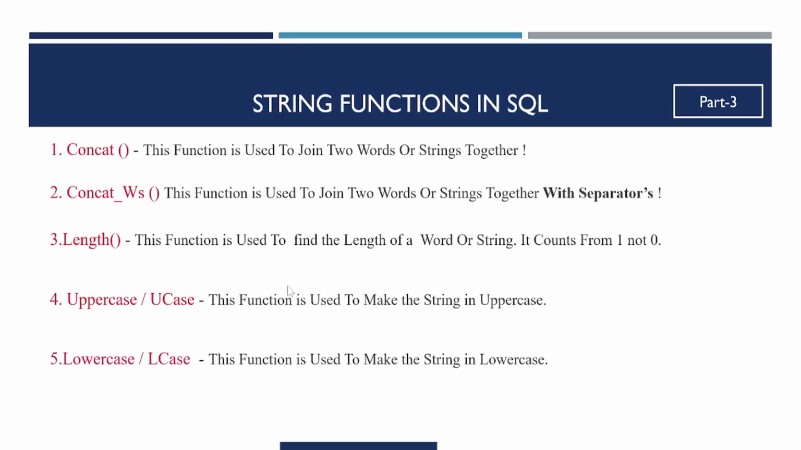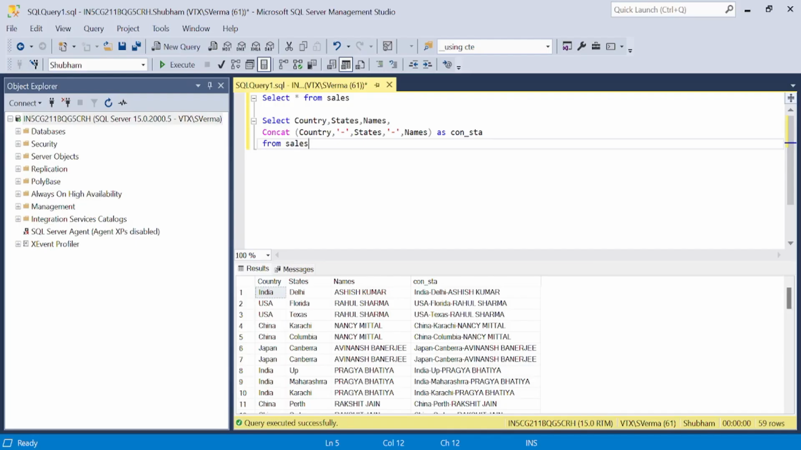So our next function name is concat_ws. Here ws stands for with separator. It works exactly like concat, but the catch is that you can add any separator before merging the columns. So let's go towards the SSMS screen, and what I will do, guys, is simply copy this query and paste it here.